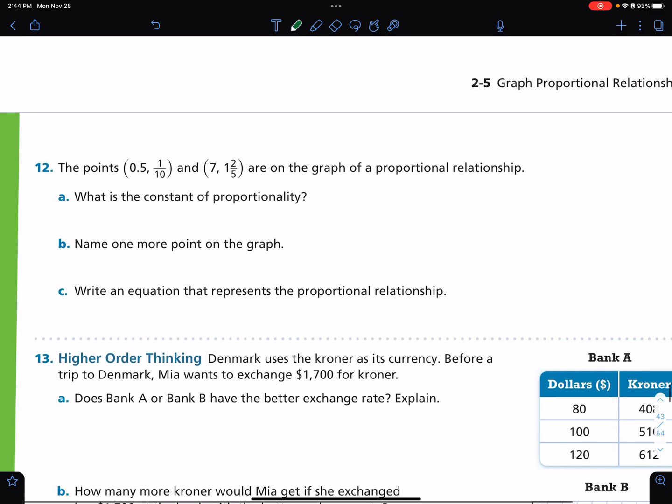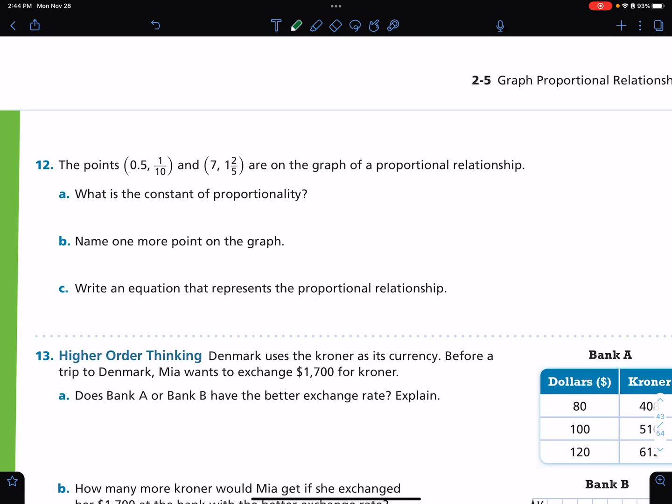The points (1/2, 1/10) and (7, ...) are on the graph of a proportional relationship. What is the constant of proportionality? So I'm going to do k equals y over x. And I'm going to use this one. So this is x. This is y. So I'm going to put y here and rewrite it. I'm going to put x here and rewrite it.